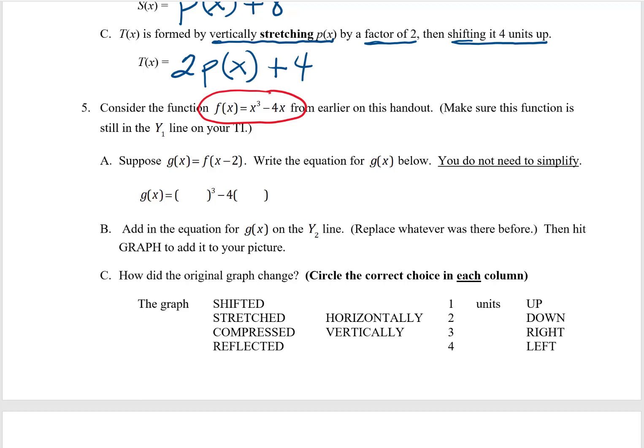G of x then would be x minus 2 cubed, replacing that first x with an x minus 2, minus 4 times x minus 2. Now simplifying this would be a lot of work. I'd have to cube out x minus 2, which would involve a lot of FOIL situations. I don't need to do that. I don't need to simplify. The calculator won't care. I'm really just interested in adding this equation into the calculator and seeing how the picture changes.